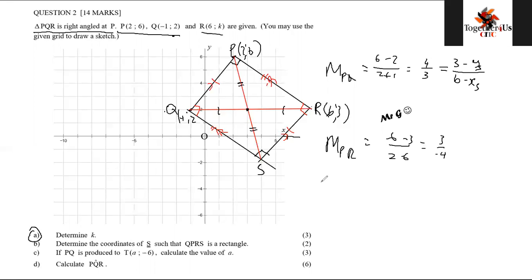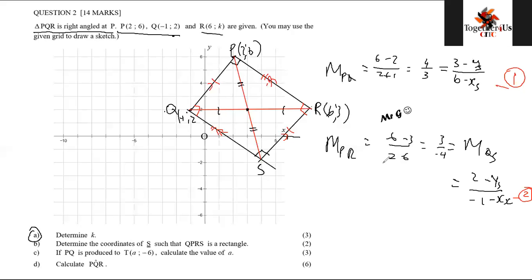Now, I also know that this gradient has to be the same as the gradient of QS. And the gradient of QS will be 2 minus y at S over negative 1 minus x at S. Now, guys, you've got two equations. This is equation 1, this is equation 2. And you can actually use these equations to find these two unknowns. So 2 unknowns, 2 equations, that is enough for you to solve this.